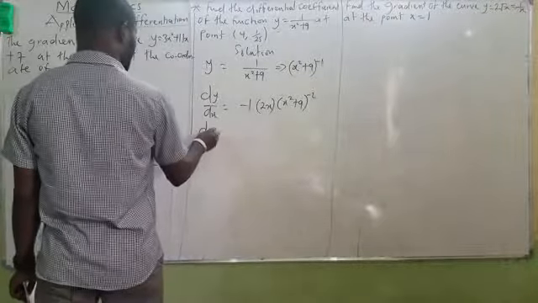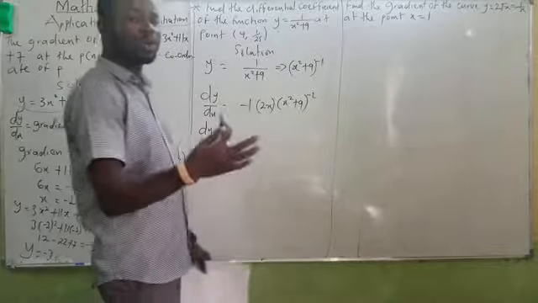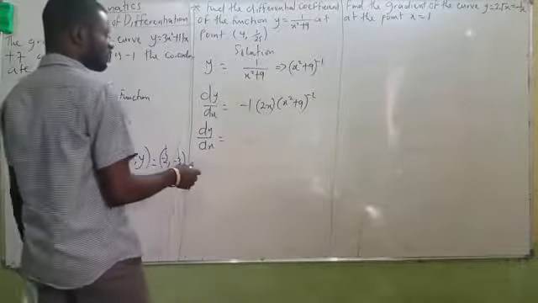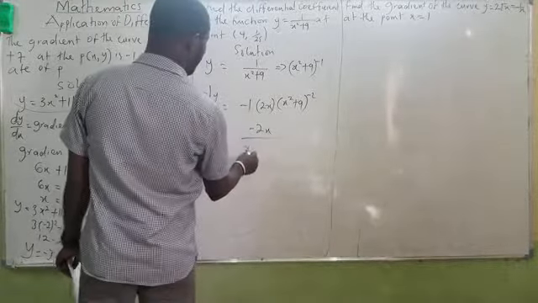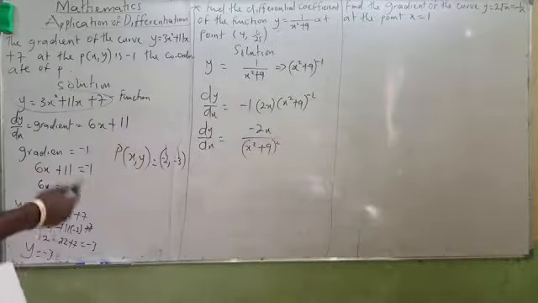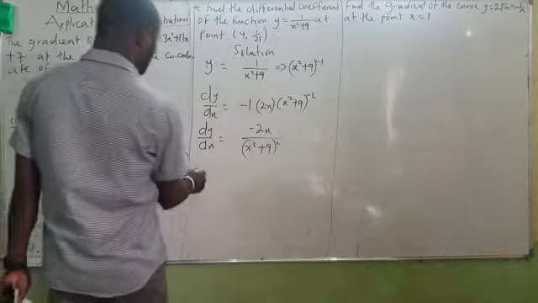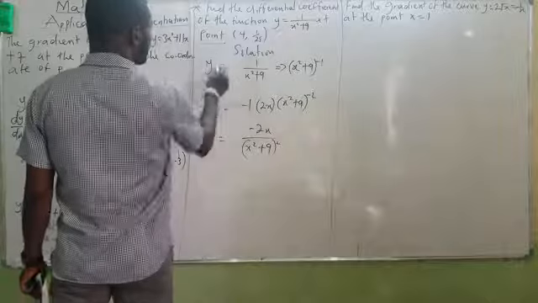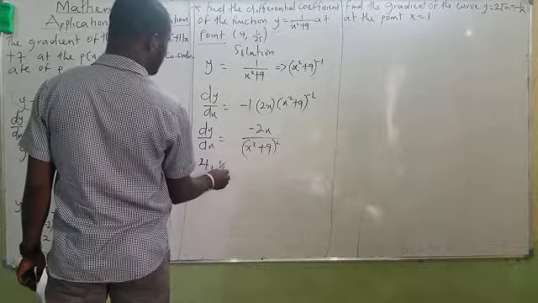I'll be having dy/dx equals, please, before you watch this video, make sure you watch our video on differential calculus, differentiation. Now, I'll be having minus 2x divided by x squared plus 9 bracket squared. Now, since I have this, and the question is asking for what? You are asked to find the coefficient. Now, the coefficient, this is the point. Now, I have my x as 4.